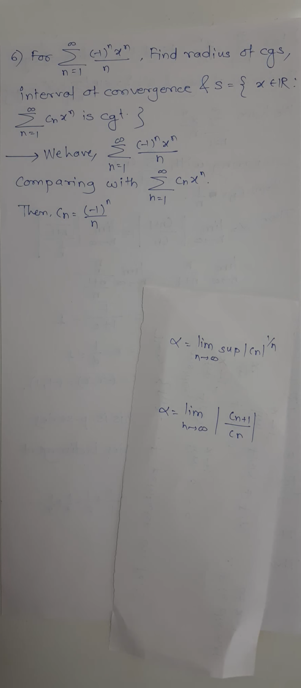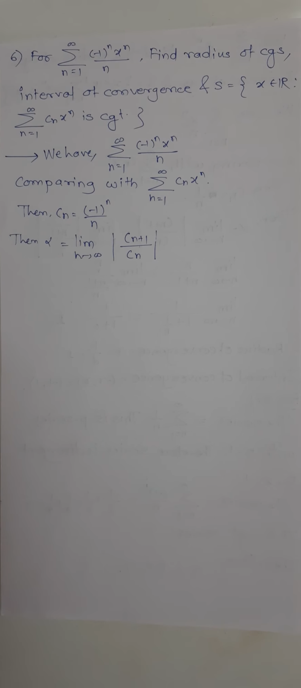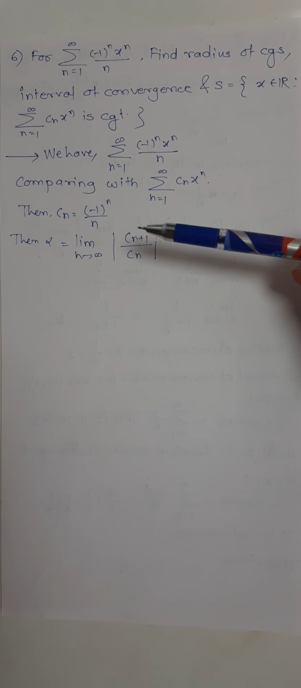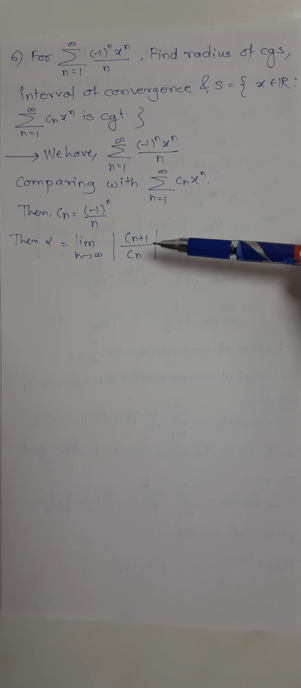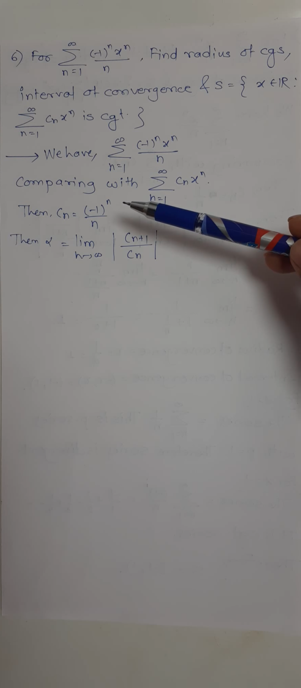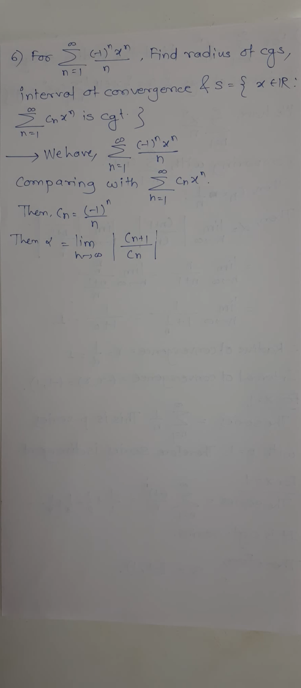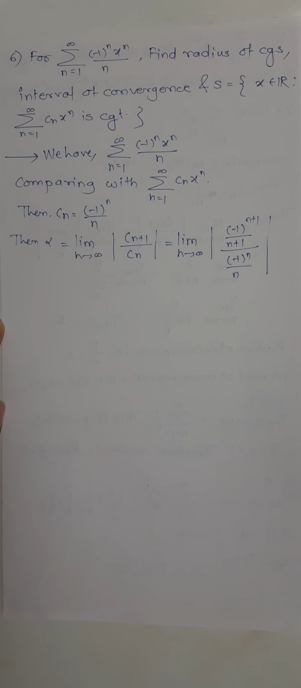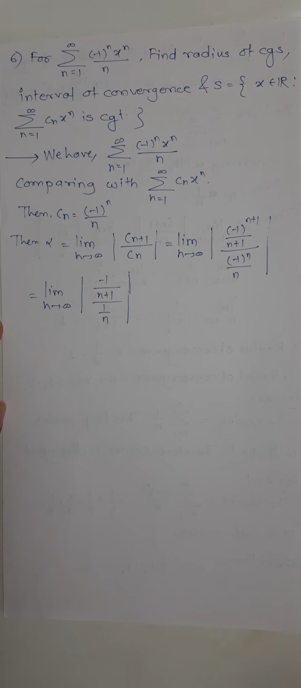Alpha is equal to the limit as n tends to infinity. I wrote the formula. Cn is obviously this one. Can you tell me Cn plus 1? It is (-1)^(n+1) upon n+1. So we have (-1)^n and (-1)^(n+1). The (-1)^n will get cancelled and you will have simply -1. So it's mod of -1 upon n+1 upon 1 upon n.